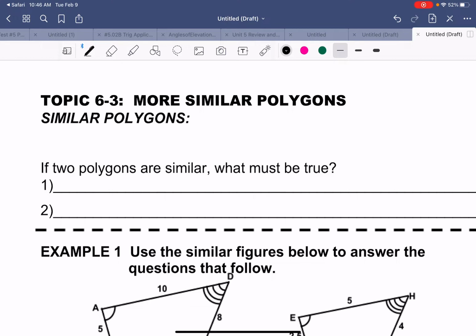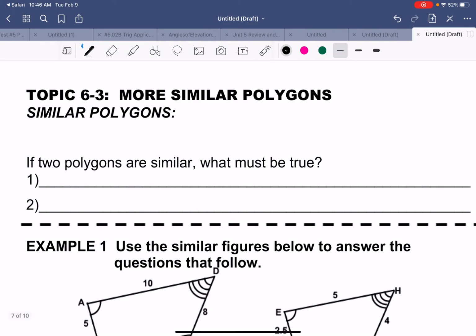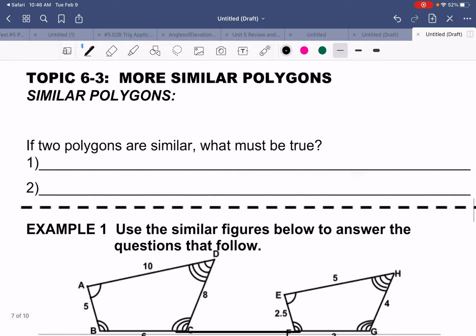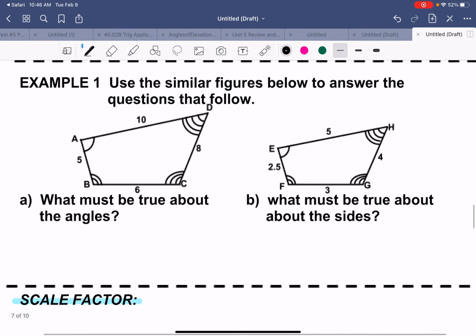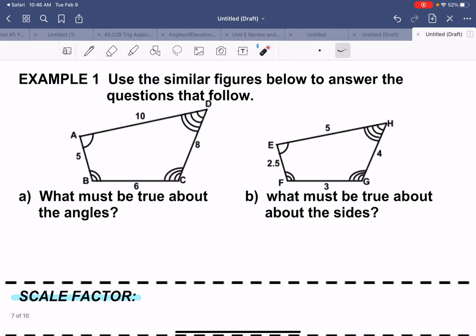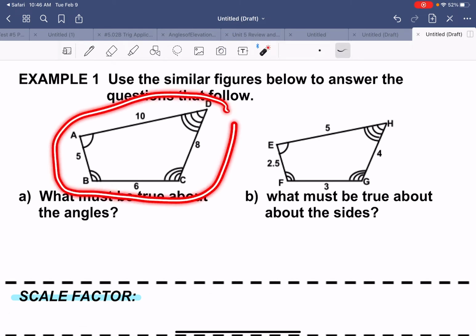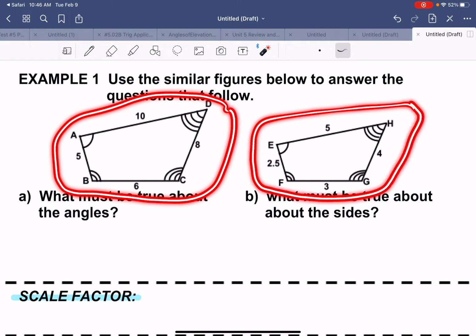Okay. So we're still doing more similar polygons. The biggest thing is that if I highlight it, I want you to write it in your notes if you're at home. The two things that we need to make sure we understand, because this is what we learned last unit: if two polygons are similar, then their corresponding angles are congruent and their corresponding sides are proportional. I do want you to draw these little figures right here, because we're going to use those to find scale factor.